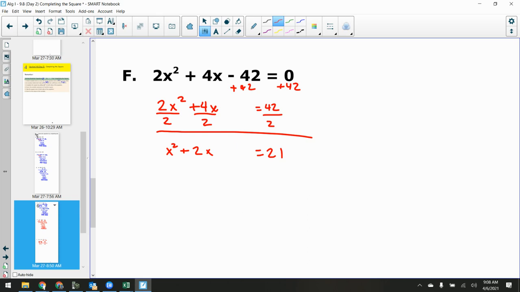Okay, so what's my magic number? 1. Okay, so this turns into x plus 1 squared is equal to what? 22. What happens when you square root 22? It's a decimal. So here's what we do. On these types of problems, I'll tell you exactly what the quiz is going to look like right now.